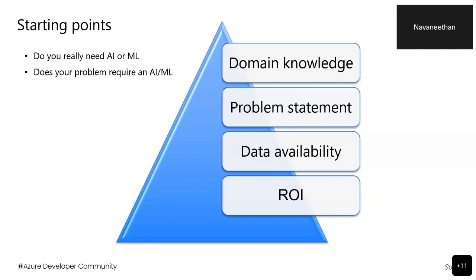The third important thing is data availability. Say, for example, you have defined the problem clearly and you have the required skill set, but you don't have sufficient data. In that case, whatever you are building may not work. And finally, you are doing something, so how much ROI are you getting out of it? That is also very important to see. So I always suggest you look into these areas before starting any AI/ML project. So let me move on.